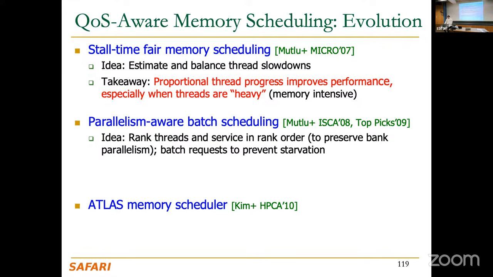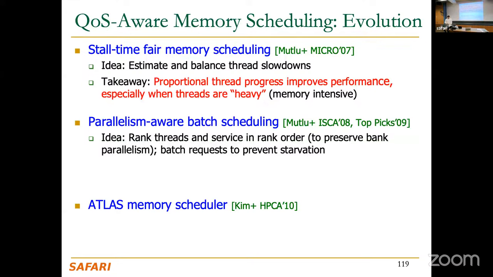So I'll highlight some of these works. The first one is, and we'll go into details about these three papers today, and the rest I think will follow in the next lecture. So the first one is stall time fair memory scheduling. You have seen the unbalanced slowdowns in the previous part of the lecture in random and stream, right?